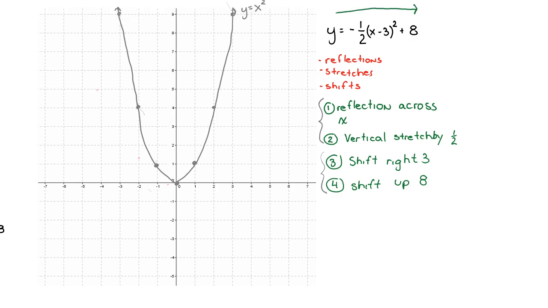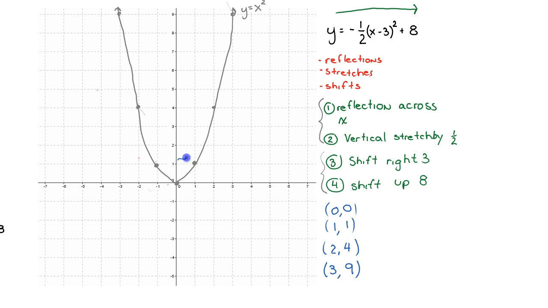And I'm going to have one intermediate graph. So I'm going to choose some points on the parent graph to apply the transformations to. I recommend using (0, 0), (1, 1), (2, 4), and (3, 9). You don't need to take the other branch because a quadratic is symmetrical, meaning you can use symmetry to calculate the corresponding point.